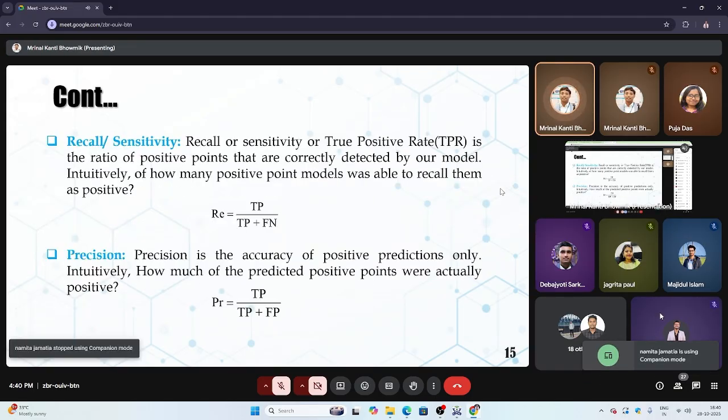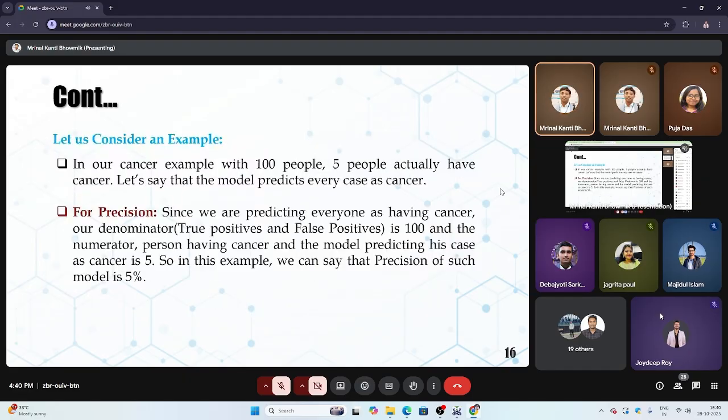The next one is recall. Recall is also known as the true positive rate. It basically calculates the ratio of the positive points that are correctly detected by our model. The basic formula is true positive divided by true positive plus false negative. And next one is precision. Precision basically measures the accuracy of the positive predictions only. So in the case of precision, it is true positive divided by true positive plus false positive.